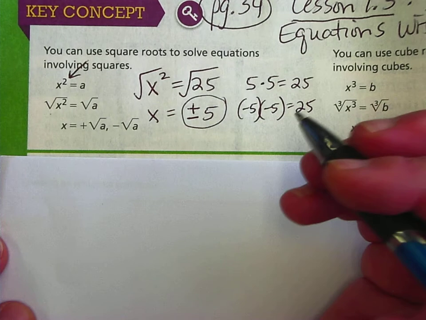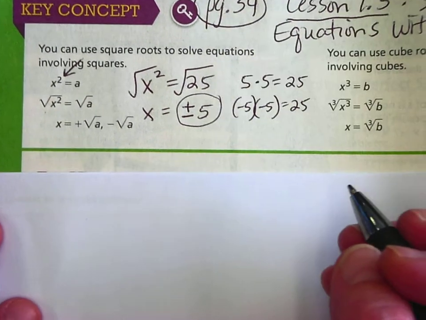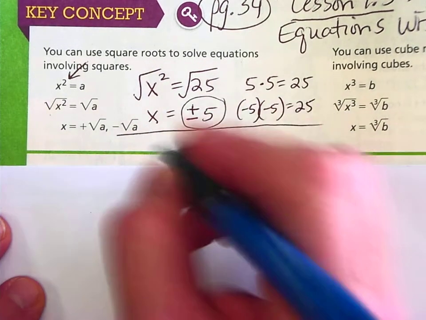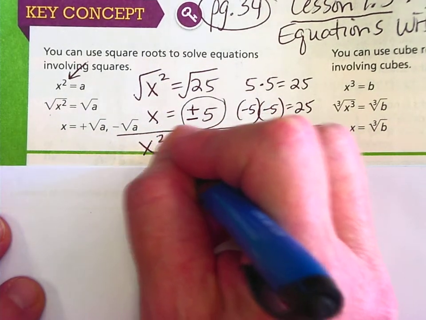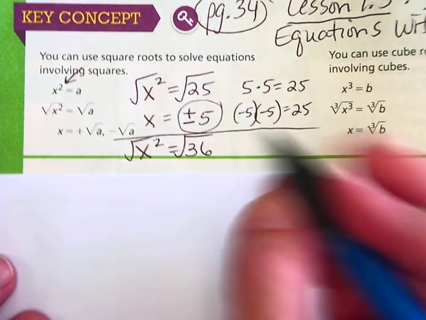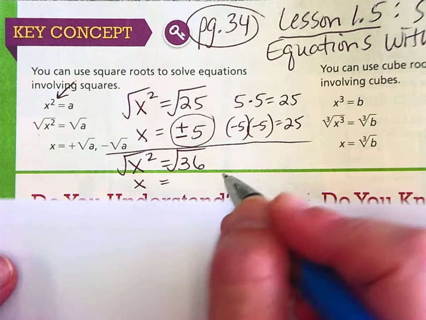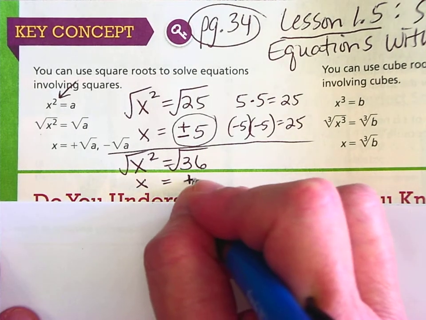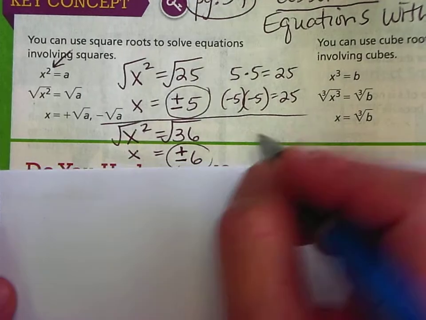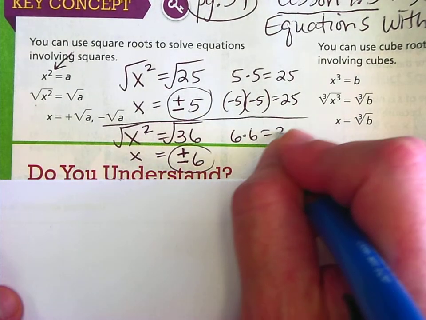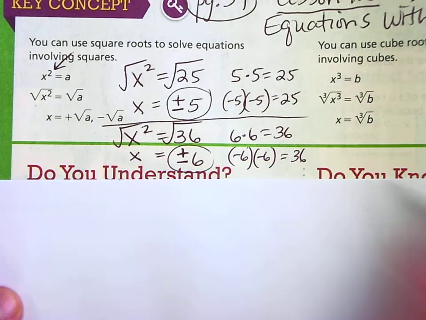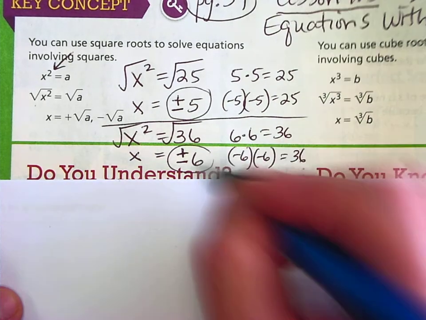Unless you're dealing with a real life situation, then you're not going to have the negative, but we'll get into that soon. Okay, so then if you have, let's say x squared equals 36. The 2 means you're going to square root both sides. So the square root of x squared is x, and the square root of 36 is a positive and negative 6. That's both your answers, because positive 6 times positive 6 is 36, and negative 6 times negative 6 is also positive 36. So your answers are positive and negative.